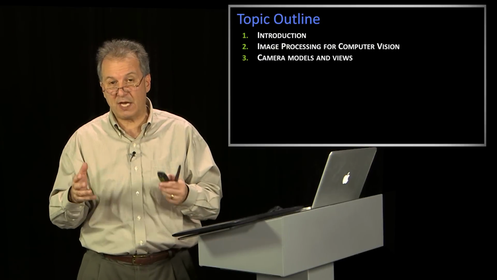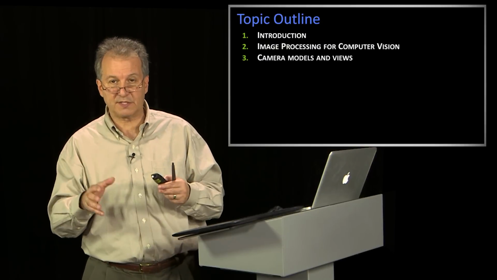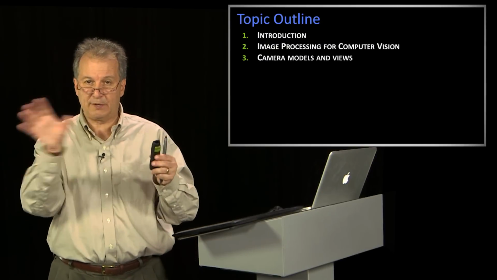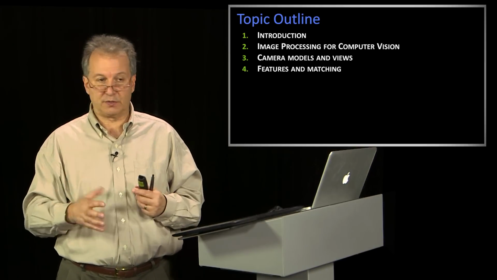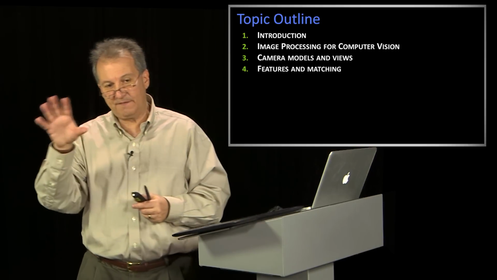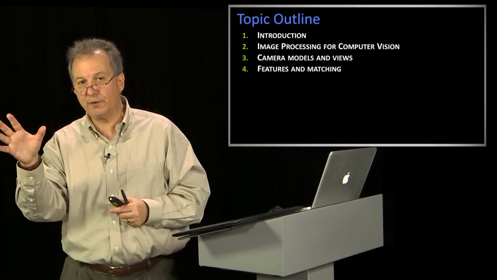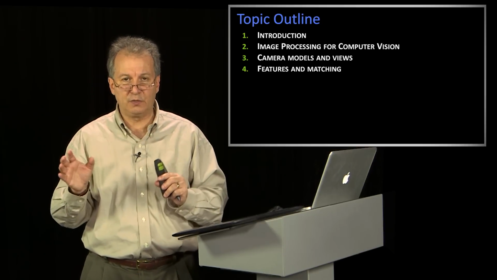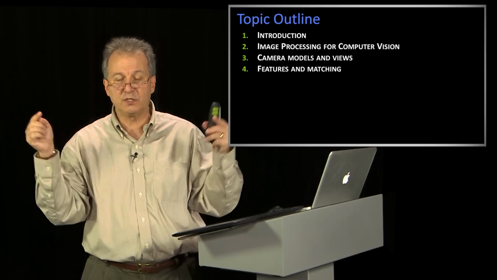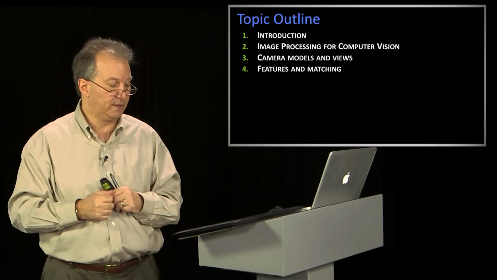Then we'll talk about the geometry of cameras and camera models and what happens when you have multiple views and how you can relate them to each other. We'll get down in the image and talk about features, computing something about one image and figuring out where in the other image those same points occur. Because once you can do that, there's a lot you can do in terms of thinking about either transforming images or computing geometry between them.